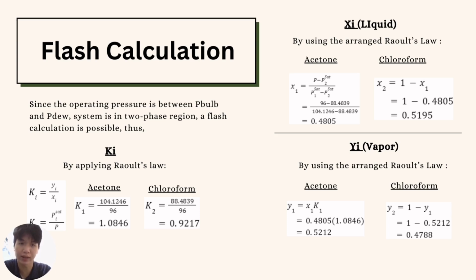The xi, which is the liquid composition, can be calculated by rearranging Raoult's law. So x1 is equal to (P minus P2 sat) over (P1 sat minus P2 sat). So x1 is equal to 0.4805, while x2 is equal to 0.5195. On the other hand, yi can also be calculated by using the rearranged Raoult's law, which is yi equals Ki xi. So y1 is equal to 0.5212 and y2 is equal to 0.4788.